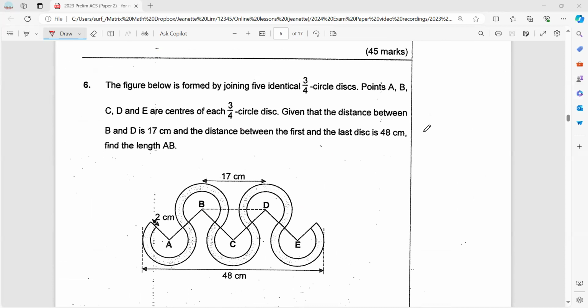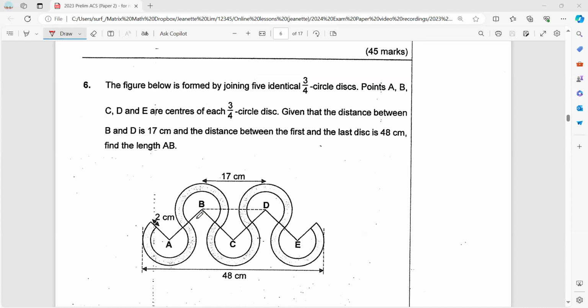Question 6. Figure below is formed by joining 5 identical 3/4 circle discs. Point A, point B, C, D, and E are centers of each of the 3/4 circle discs. Given that the distance between B and D is 17 cm and the distance between the first and the last disc is 48 cm, find the length of AB.